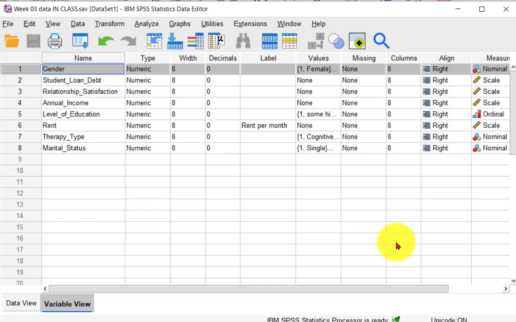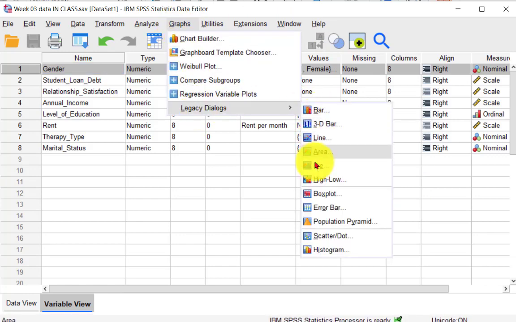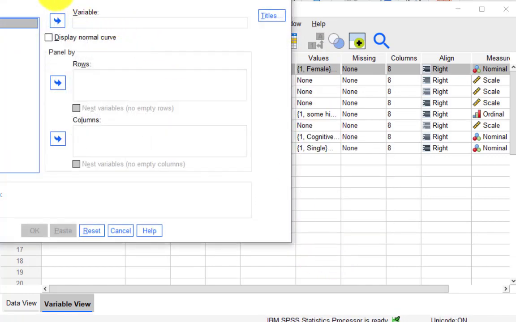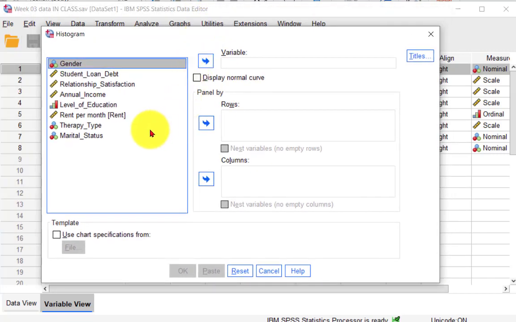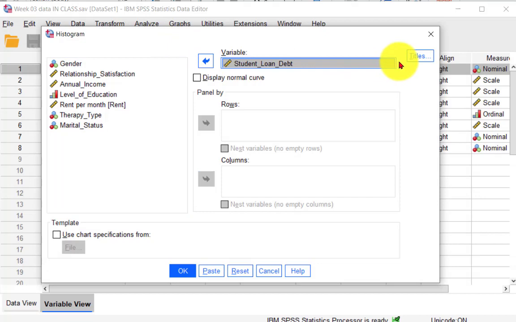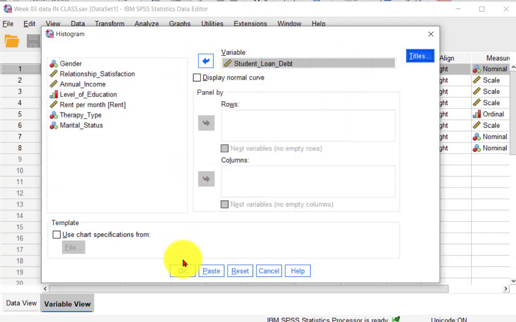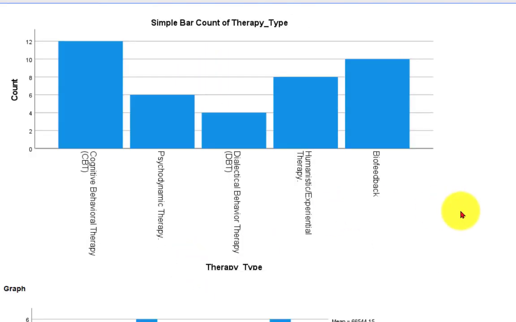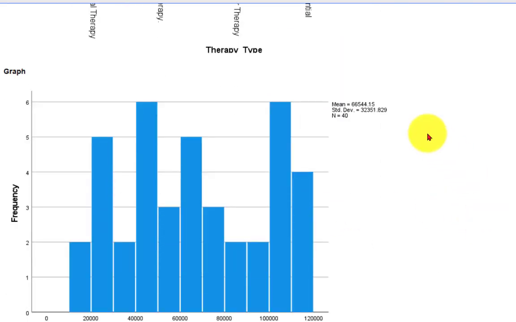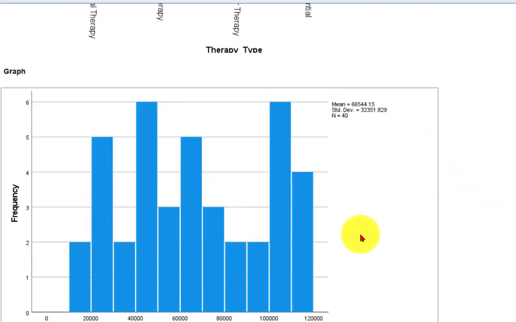Again, there's several different ways to make a histogram. Let's just go to the legacy histogram. And then we want student loan debt. That should sober you up there. Right there. Boom. Again, you could title it if you want. I don't want to. And we're just going to put that in there. There's the histogram. Does that look normal to you?